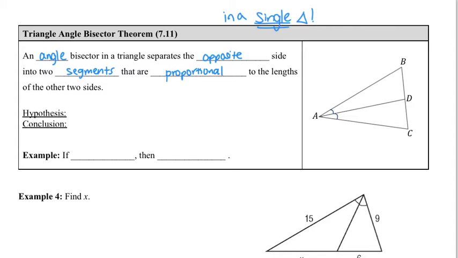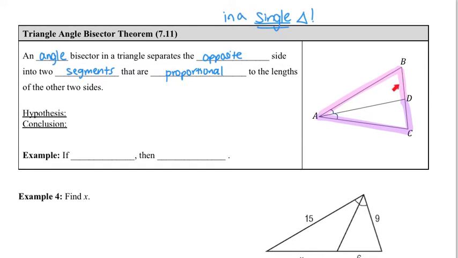So I'm just going to highlight them here, BD and DC. And those form a proportion with the other two sides, AB and AC. There's a couple ways we can set up the proportion. I'm going to set it up one way. Remember, these are the segments that were formed by the angle bisector splitting the side, not splitting it in half, but just splitting it into two segments. It's not necessarily in half.